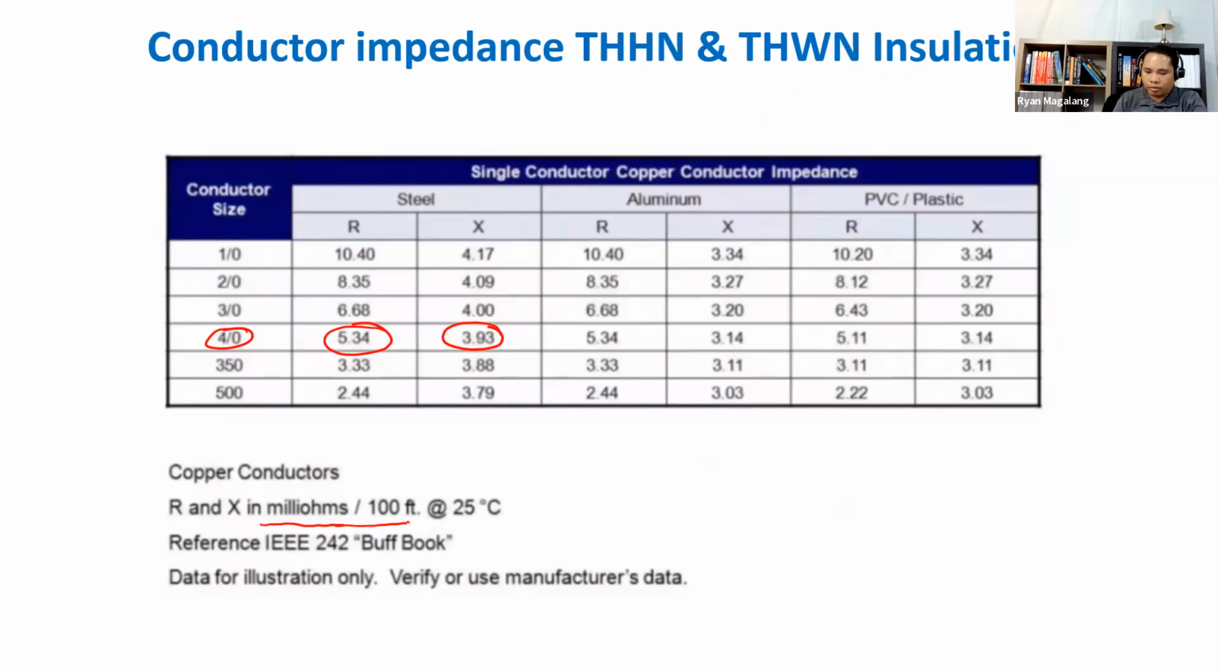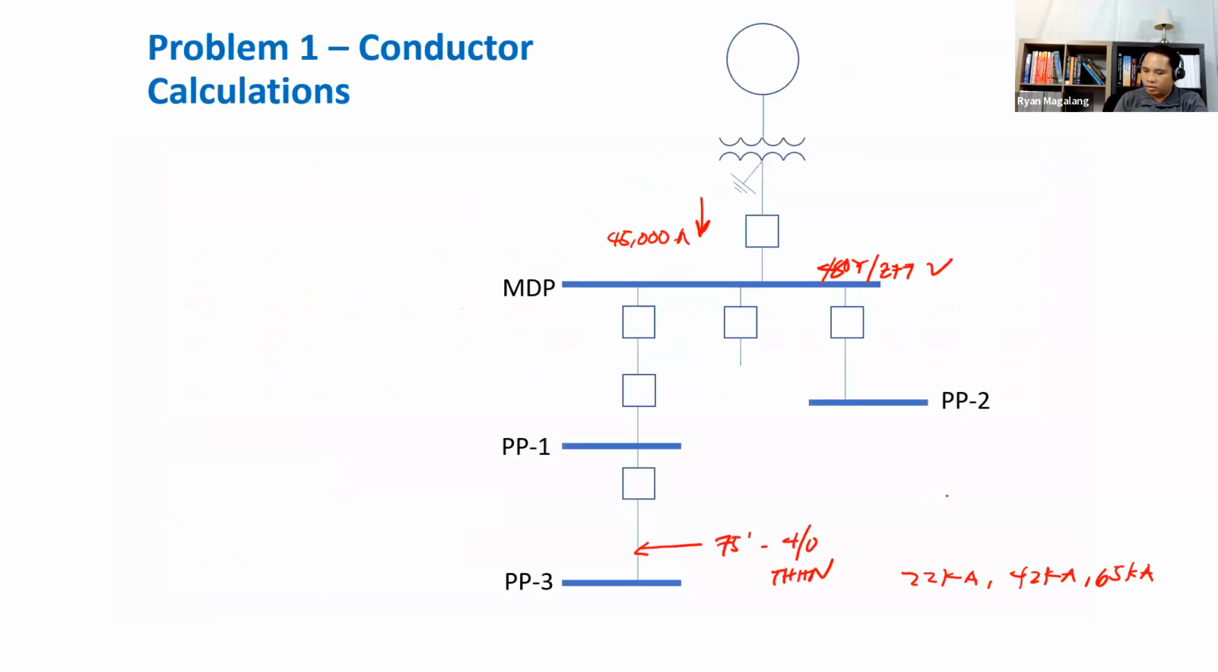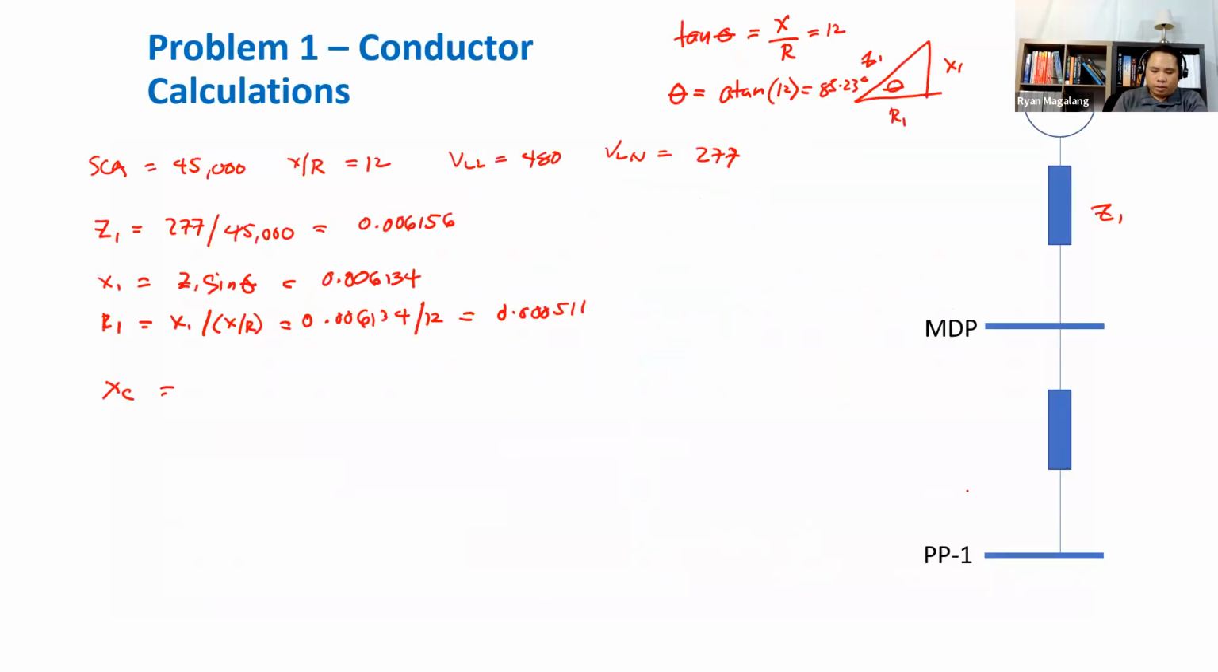That will become 0.00534 and 0.00393. And that's here, that's per 100 feet. And then we're gonna multiply that by whatever the length is, which in this case is 75 feet. So our X sub C is now 0.00393 ohms per 100 feet times 75 feet is equals to 0.002948 ohms. These are all in ohms.